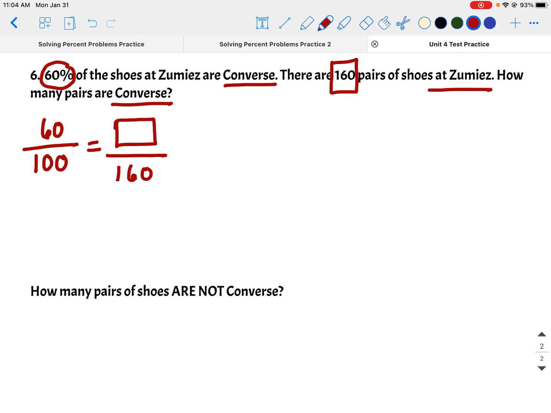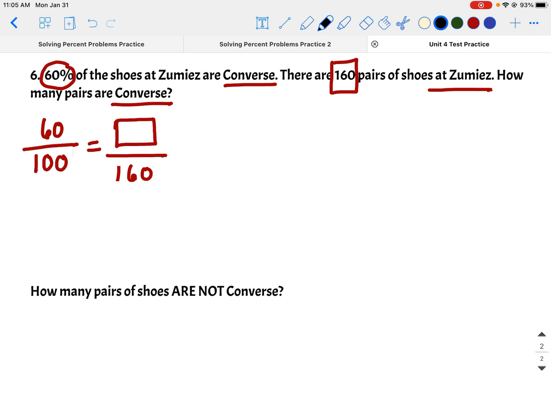So let's start to think about what needs to be true. Well, if it's 60% of 100, and we're talking about 160 shoes, to be reasonable, what should be true about our answer? Well, hopefully you're saying it should be less than 160, right? If it became more, that wouldn't be reasonable because 60% is less than 100, so it'd have to be at least less at the minimum. All right, so let's try to break this down and solve.